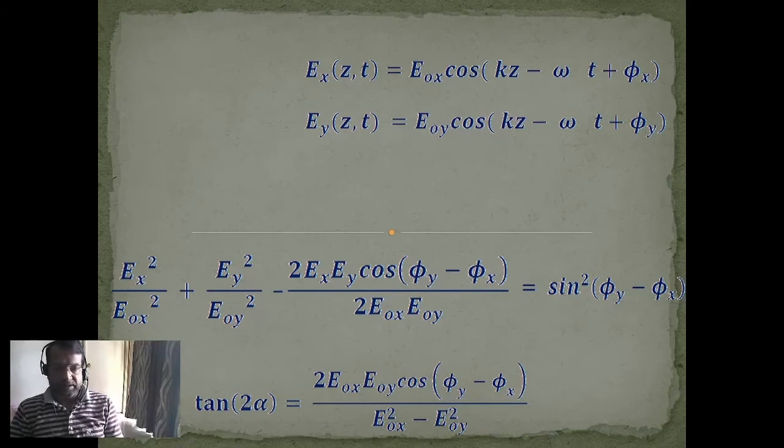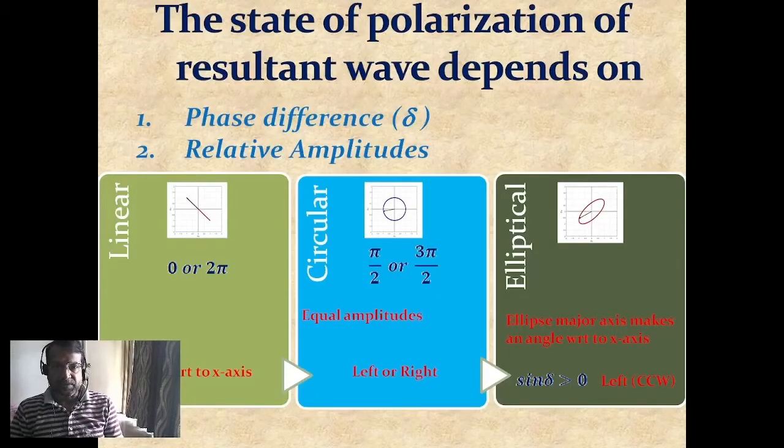So in effect, the resultant polarization depends on E0x, E0y and φy and φx. That is to say, the state of resultant polarization depends on phase difference and relative amplitudes. The most general case being elliptical. This results for all angles of delta and all relative amplitudes except for 0, π, π/2 and 3π/2 radians.